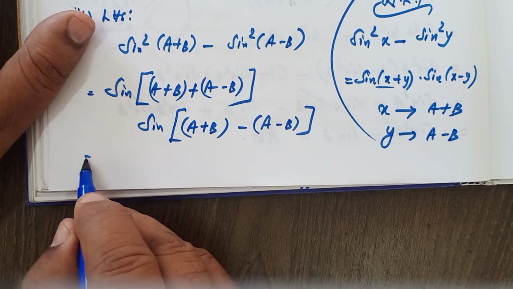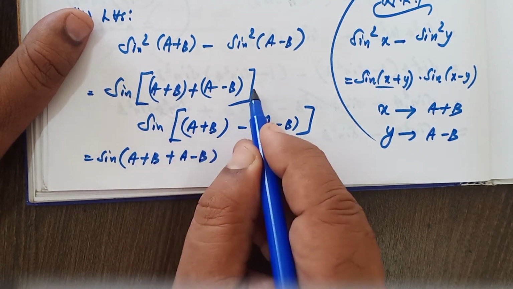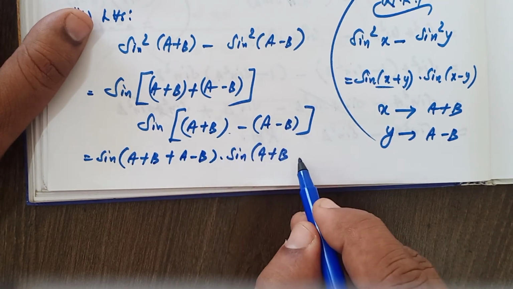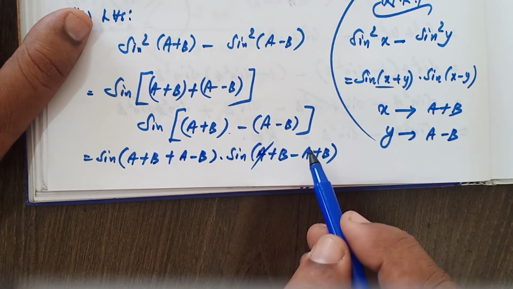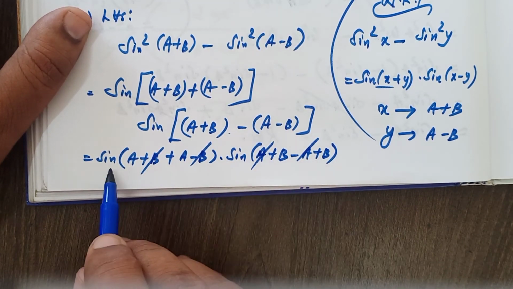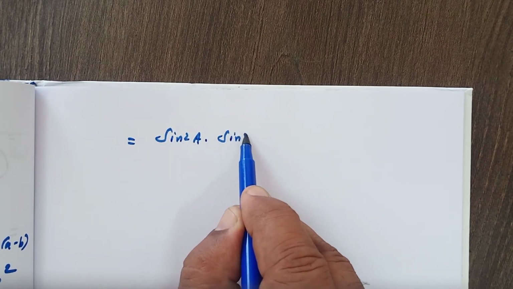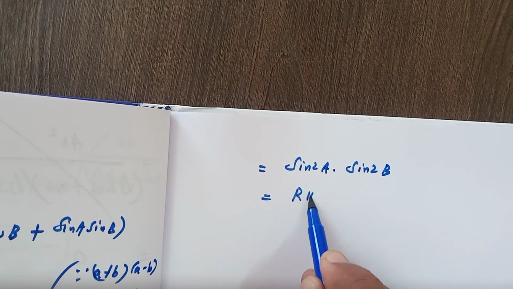Now eliminate the brackets. Sin of a plus b plus a minus b, and sin of a plus b as it is, minus a minus into minus plus b, minus a plus b. Here plus b minus b get cancelled, a plus a is 2a, b plus b is 2b. So sin 2a into sin 2b, that is equal to RHS. We have proved. So subdivision number 3 is over.